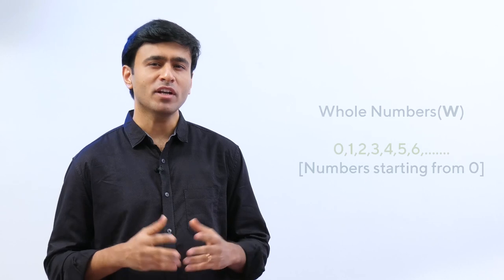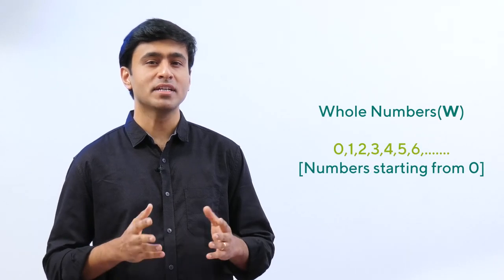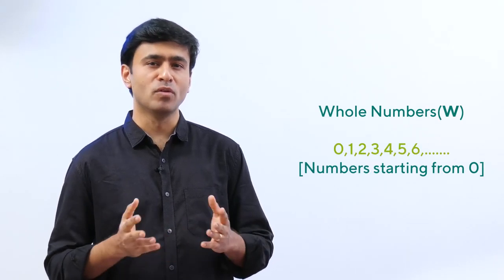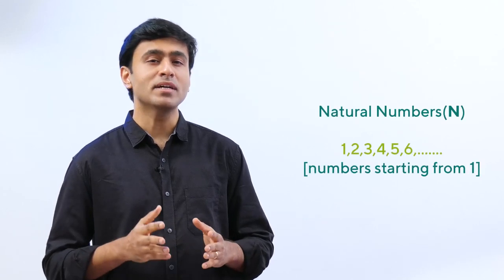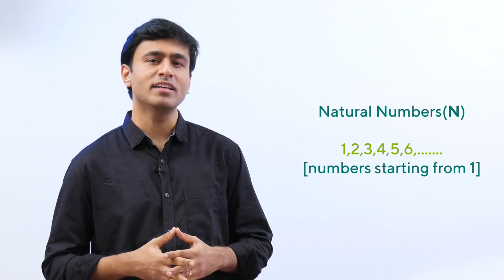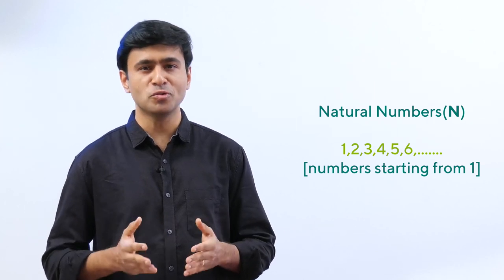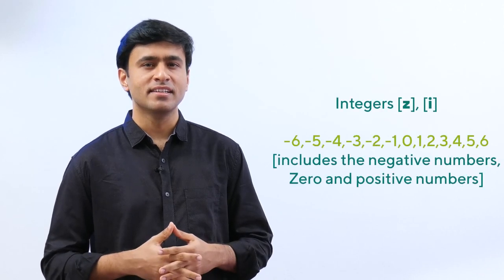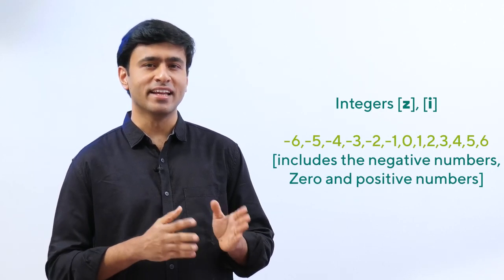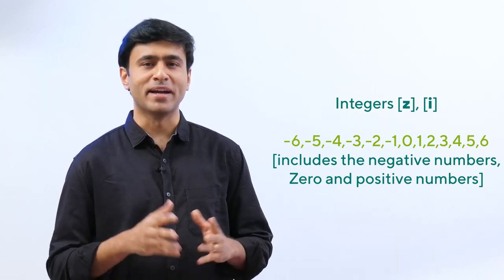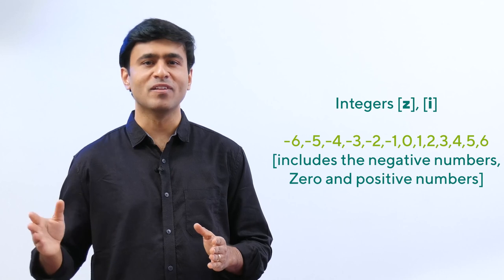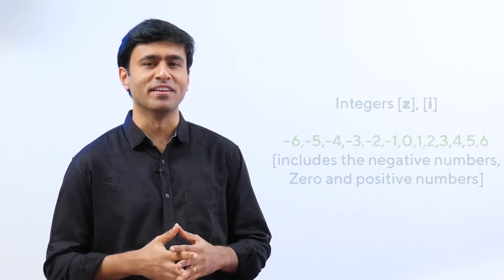Let's talk about different types of numbers. What are whole numbers? Numbers starting from 0 are whole numbers, that is 0, 1, 2, 3 and so on. Numbers starting from 1 are called natural numbers, 1, 2, 3, 4 and so on. How about integers? Integers include negative numbers, 0 and positive numbers: minus 6, minus 5, minus 4, all the numbers, 0, 1, 2, 3 and so on.